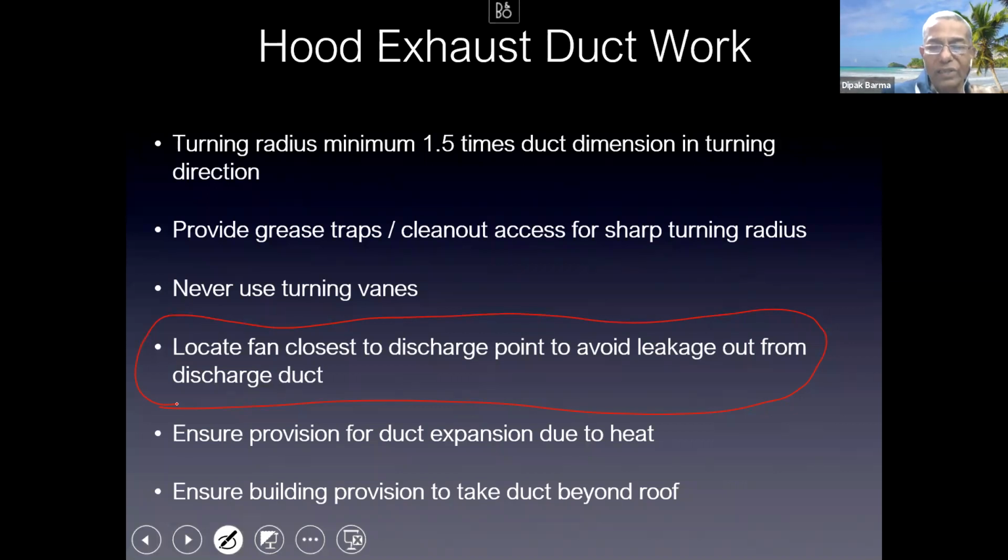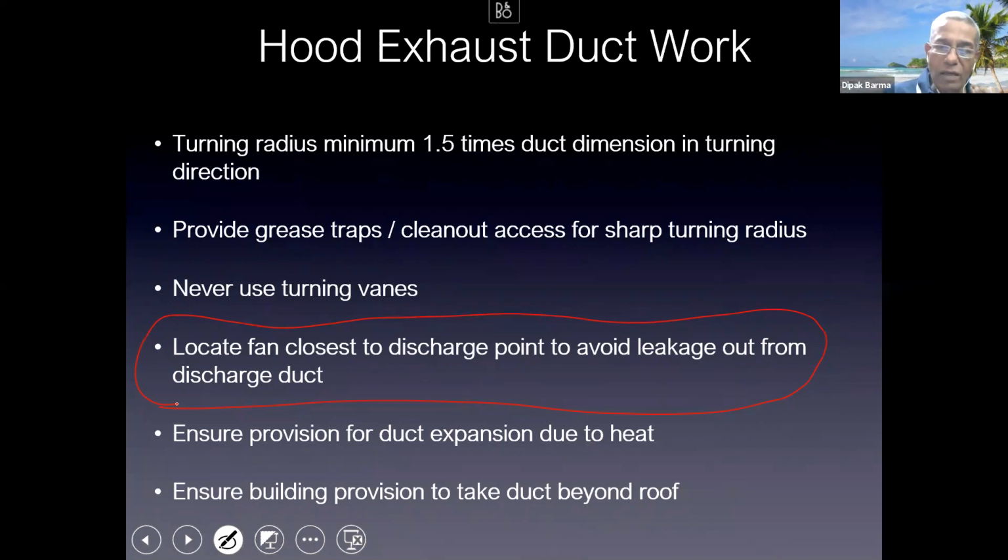What happens in the suction side is, even if there is a little bit of leakage in the duct, because of the negative pressure inside the duct, the leakage of the oil generally will not take place outside. It will get pulled into the inside and taken out.